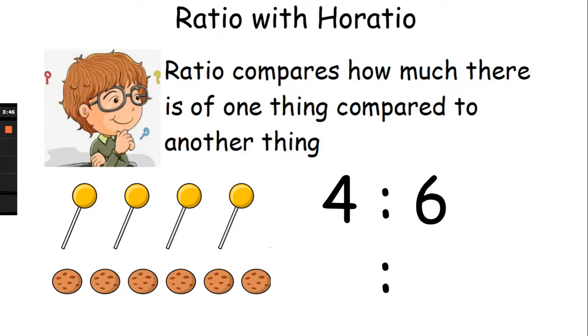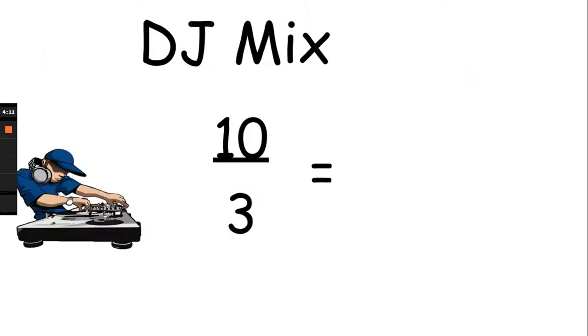Okay, let's see how you got on. I know that 4 and 6 have a highest common factor of 2. I'm going to divide both of these numbers by 2 to write a simplified ratio, but the ratio will stay the same. 4 divided by 2 is 2. 6 divided by 2 is 3. The simplified ratio is 2 to 3. Well done if you got that one.